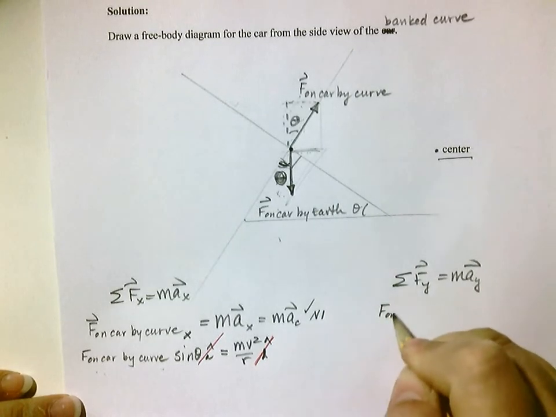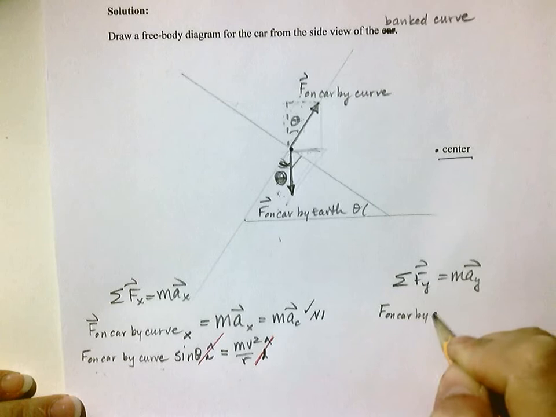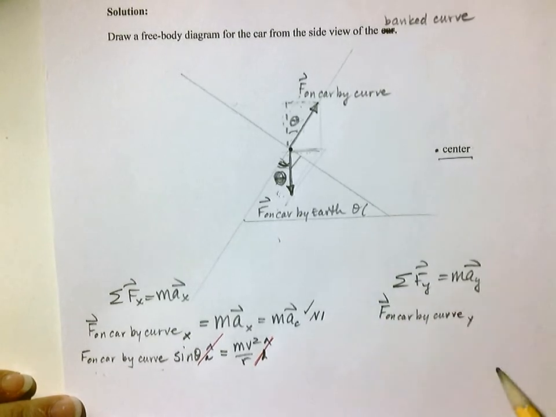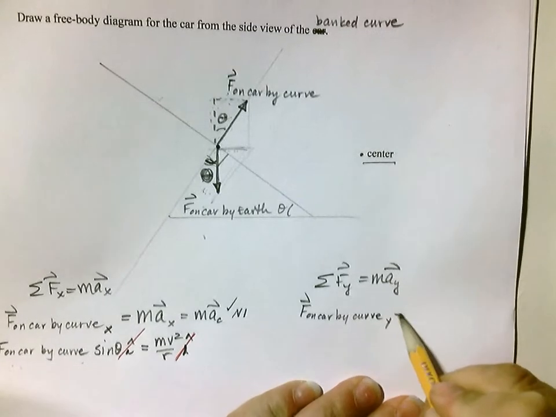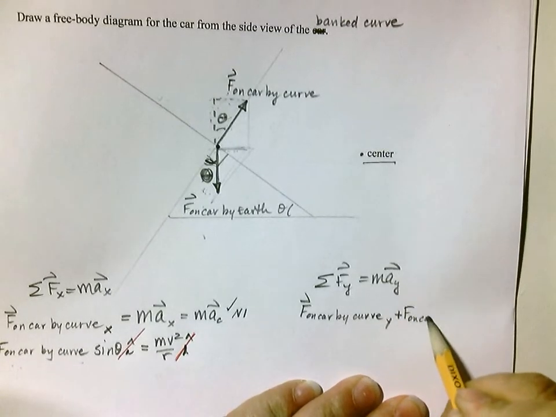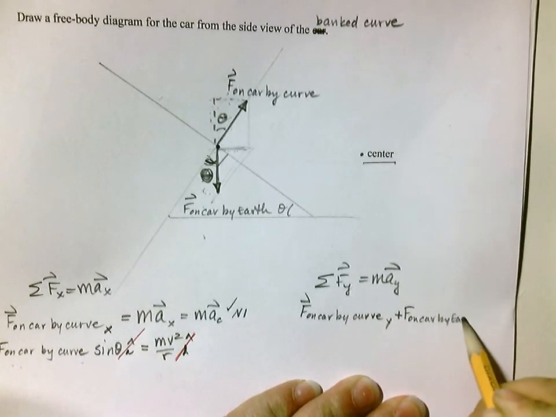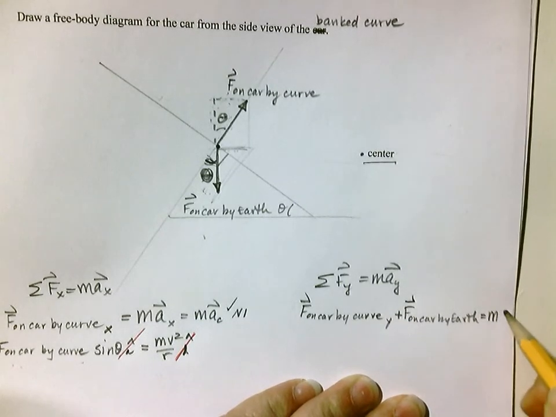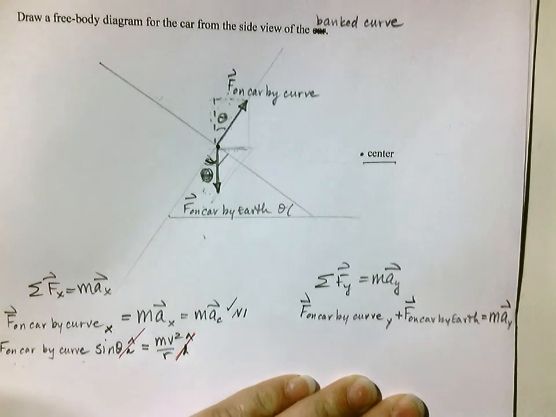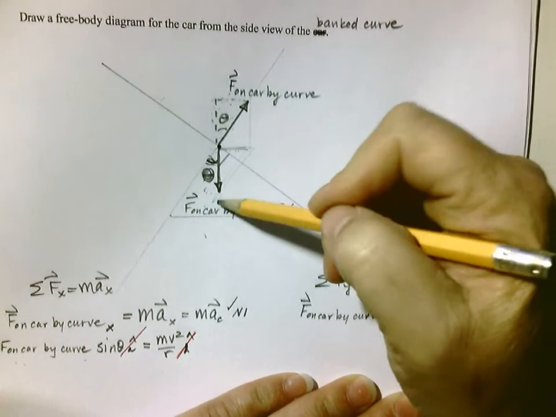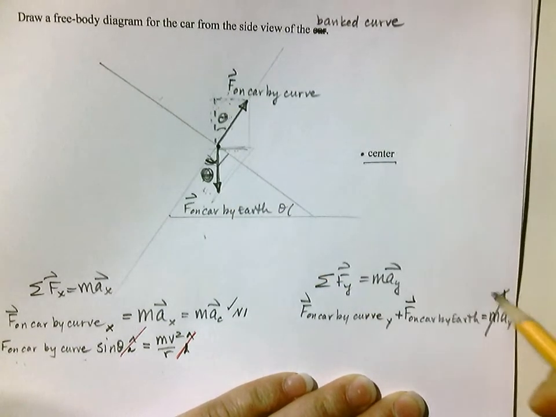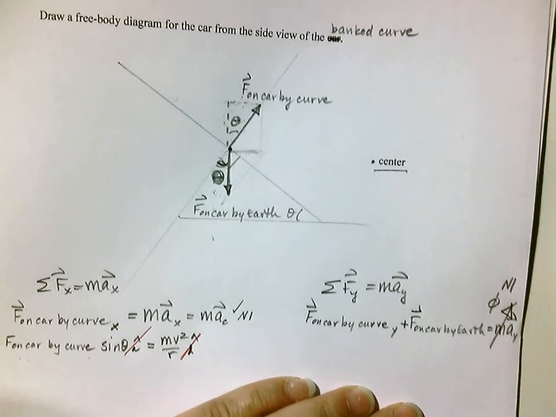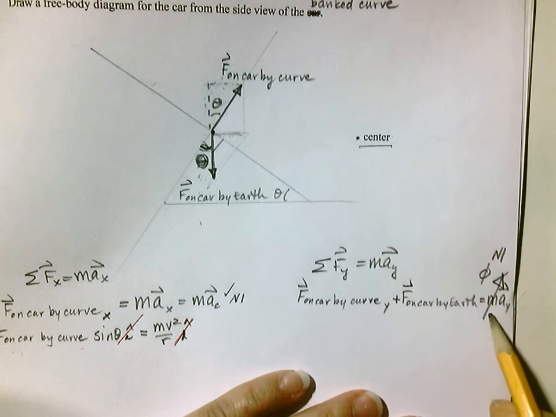Okay, so I have force on car by curve, subscript y, vector sign, plus force on car by earth, vector sign, is equal to m a sub y. I'm not accelerating in the y direction because my forces add up to 0. So that means Newton's first law, the net force becomes 0.